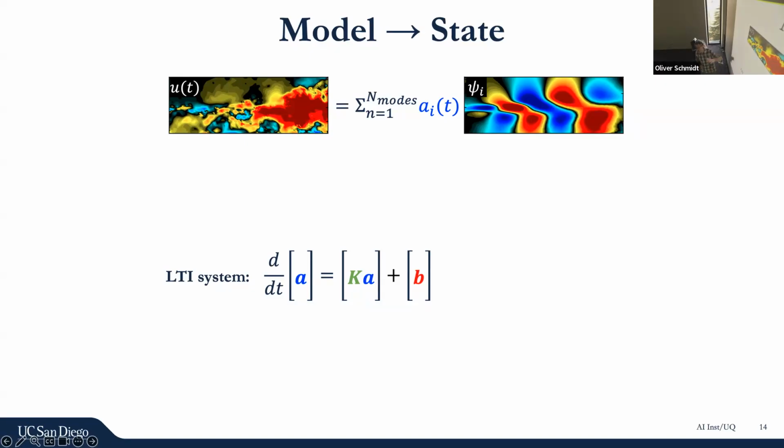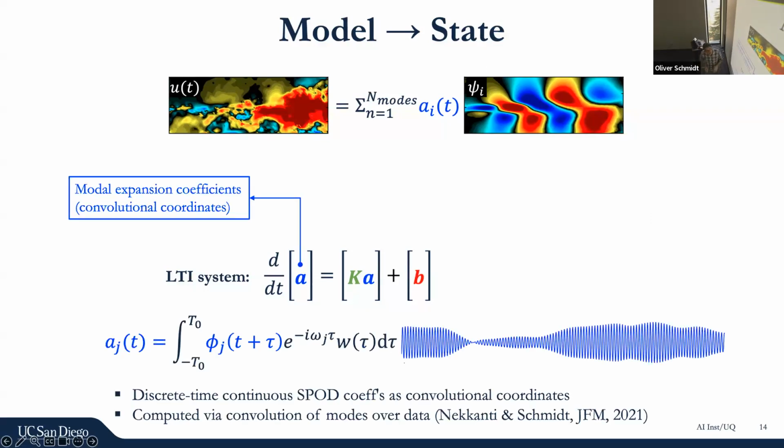This is how we can see it, and this is exactly what we're going to use here. So we're going to write our LTI system for the SPOD expansion coefficients in the time domain. I'm going to propagate them linearly, and then we have a residual. These expansion coefficients are convolutional because we have to integrate, since the modes have the time exponential in their definition, so they live over a number of periods within the block size we selected. So we have to convolve them over the data to get discrete-time continuous expansion coefficients.